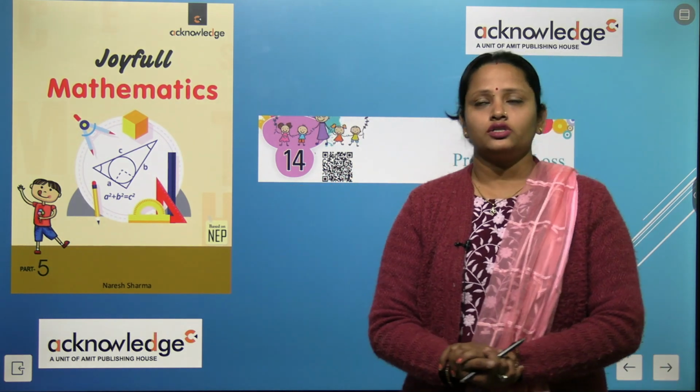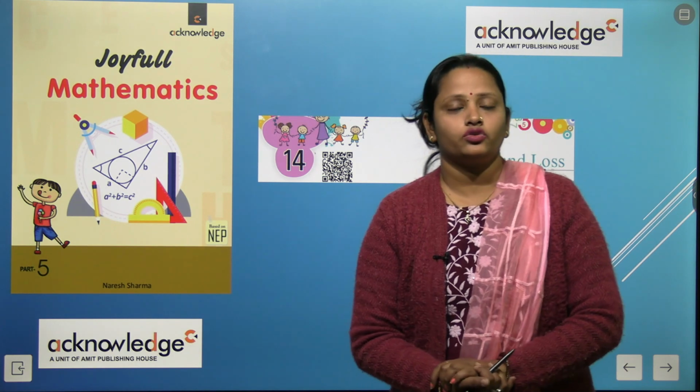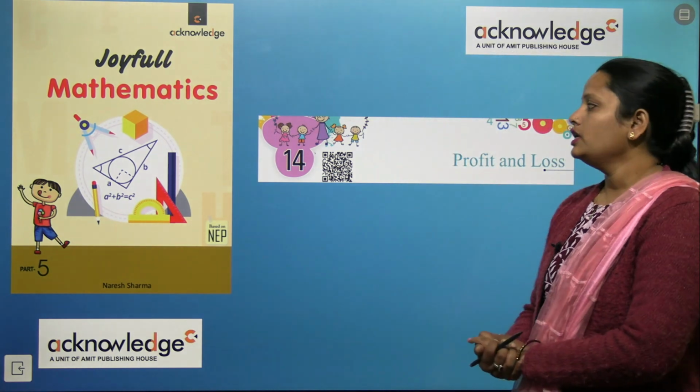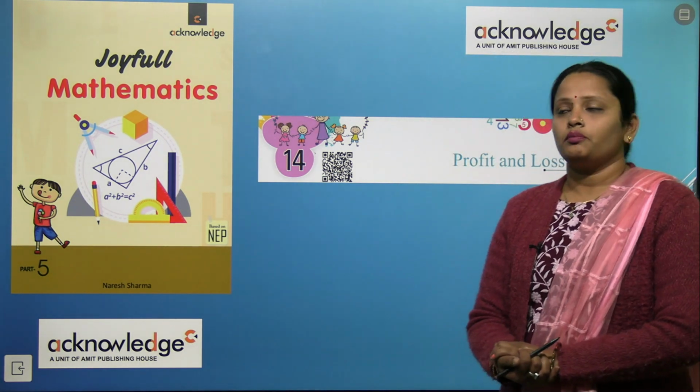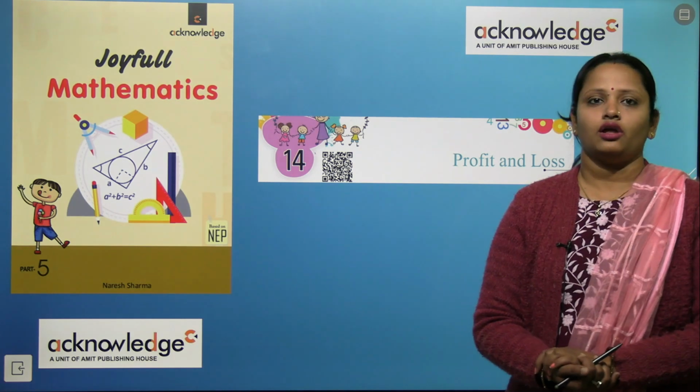Children, this is your book, Joyful Mathematics, and today we are going to do chapter number 14 of your book. The name of the chapter is Profit and Loss.